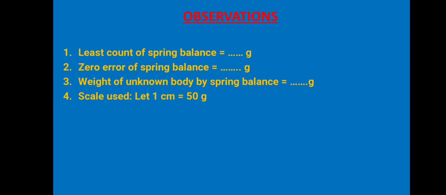Weight of the unknown body by spring balance, and also the known body. You should find out the weight of the known weights also, suppose 20 gram, 30 gram, whatever, and the scale used for the experiment, let it be 1 centimeter is equal to 50 gram, or by convenience you can take whatsoever length you want.